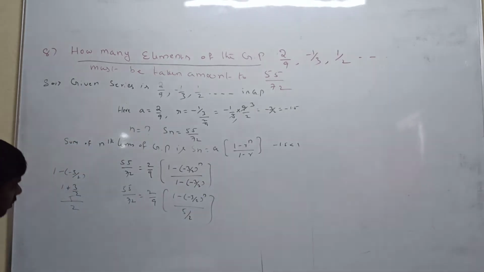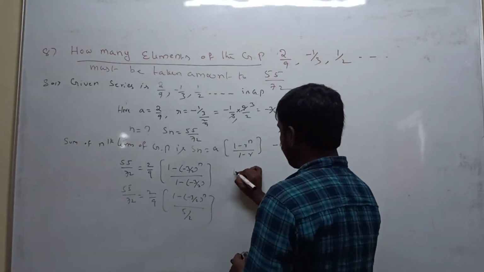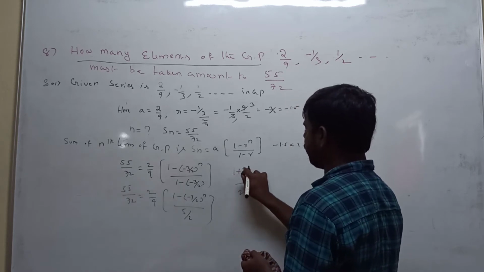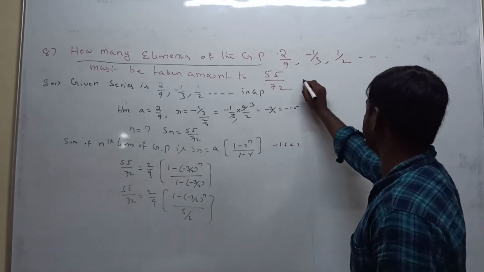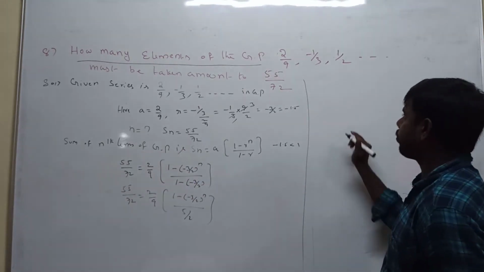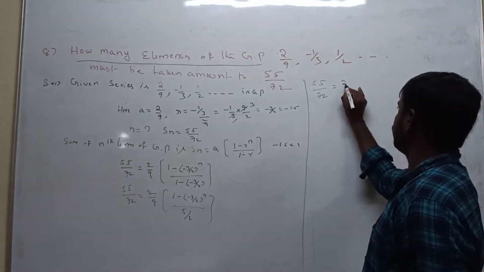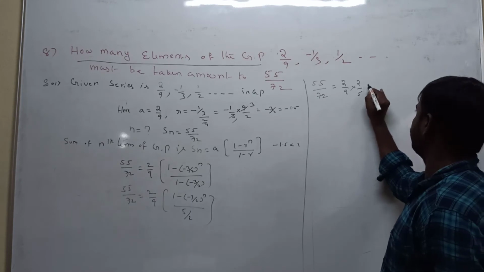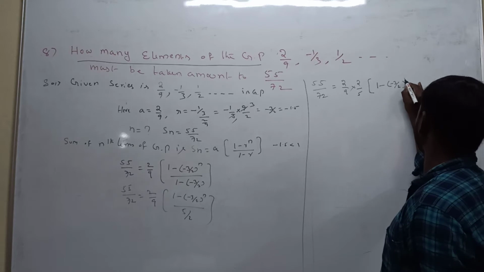After this, you can simplify it. 1 minus of minus 3/2 is 1 plus 3/2. Take the LCM, which is 2. 2 into 1 is 2, 2 plus 3 is 5, so 5/2. That's why I am writing the direct value 5/2. After that, simplify. 5/2 goes to the numerator, the reciprocal. 55/72 is equal to 2/9 into the reciprocal 2/5, into 1 minus (-3/2) to the power of n.